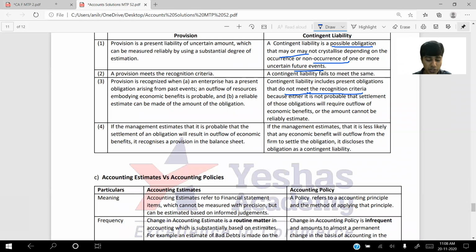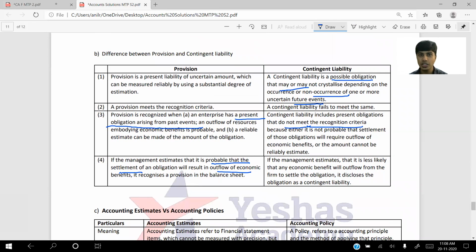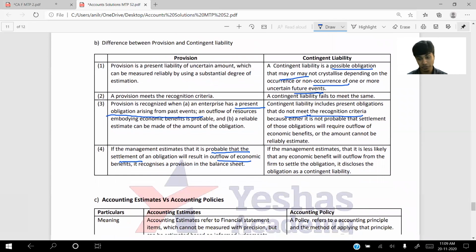However, with respect to a provision, it is probable that there is a settlement and outflow of economic benefits. That's when we do it. And it is a present obligation arising from past events, as I just told you, that leads to outflow of resources. Same old thing. You can just read this out and try to inculcate this answer in your examination, and that will be really beautiful.